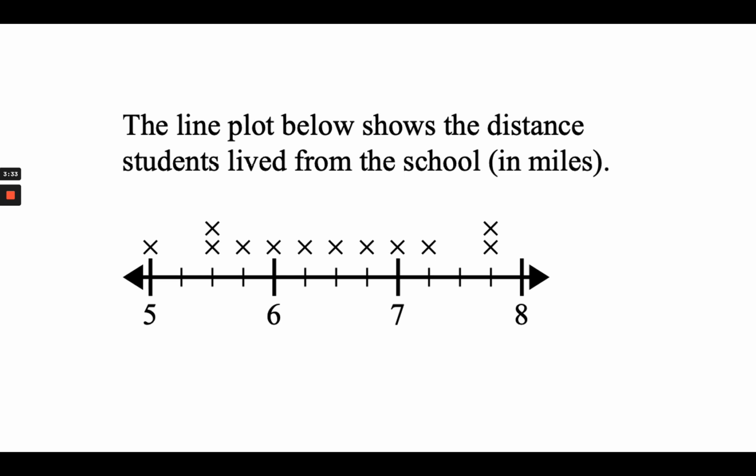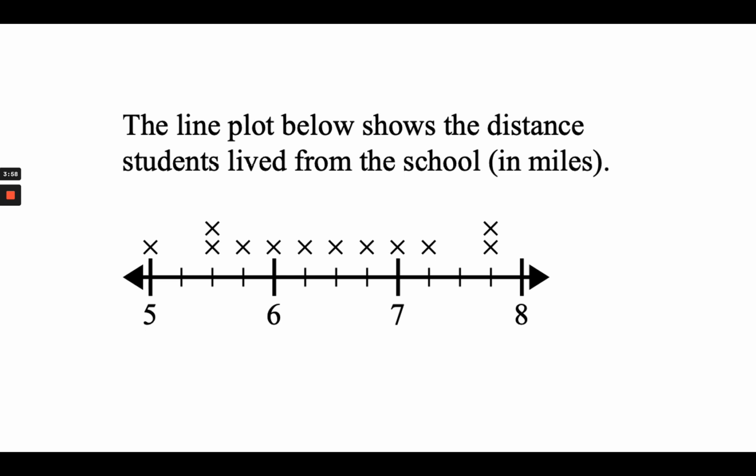After looking at this data, now I can begin to answer some questions on it. The first question is, how many more students lived 5 1/2 miles from school than 5 miles from school? I know at 5 1/2 there were 2 students, and at 5 miles there was 1 student. So 2 minus 1 is going to give me 1. There was 1 more student that lived 5 1/2 than 5.